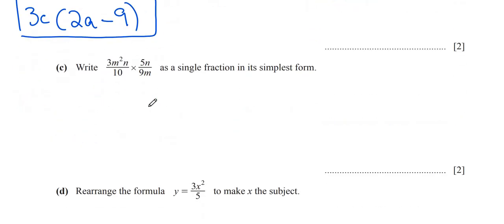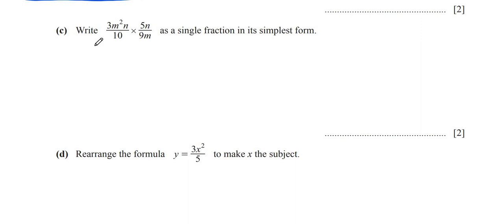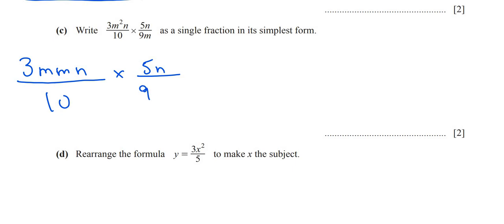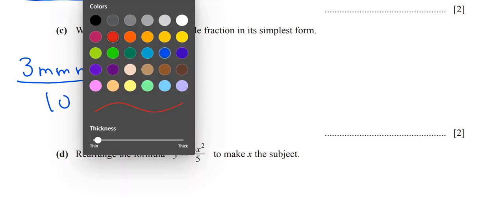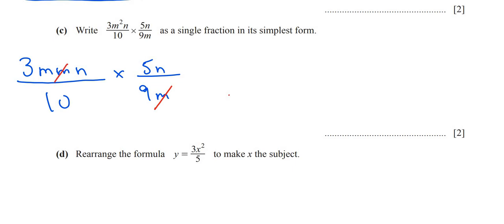Now we will move on to the next question, which says write 3m square n upon 10 multiplied by 5n upon 9m as a simple fraction in its simplest form. Look, 3 m square means m multiplied by m. There are 2 m's. n upon 10 multiplied by 5n upon 9m. Now I'll use a red pen. Look, m and m get cancelled out. 3 1s are 3, 3 3s are 9, 5 1s are 5, 5 2s are 10. So what remains now?